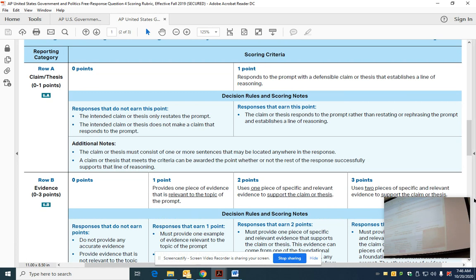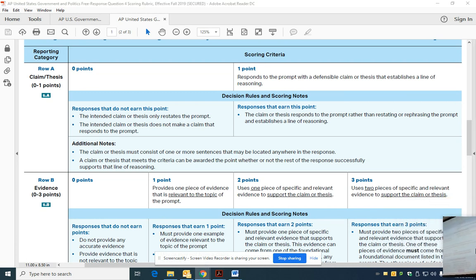So we're going to look at the first part, and today we're only really focusing on the claim. And when I show you the practice question, it'll make more sense.